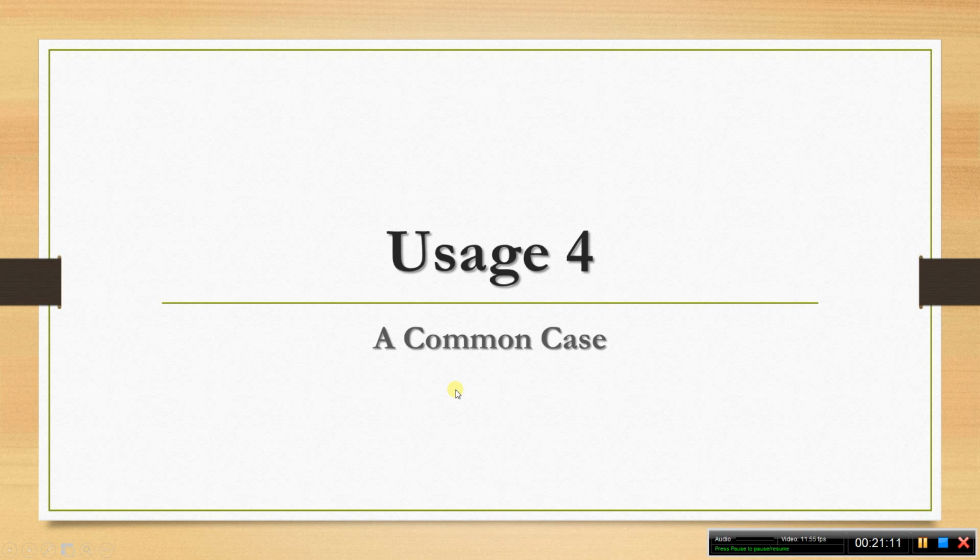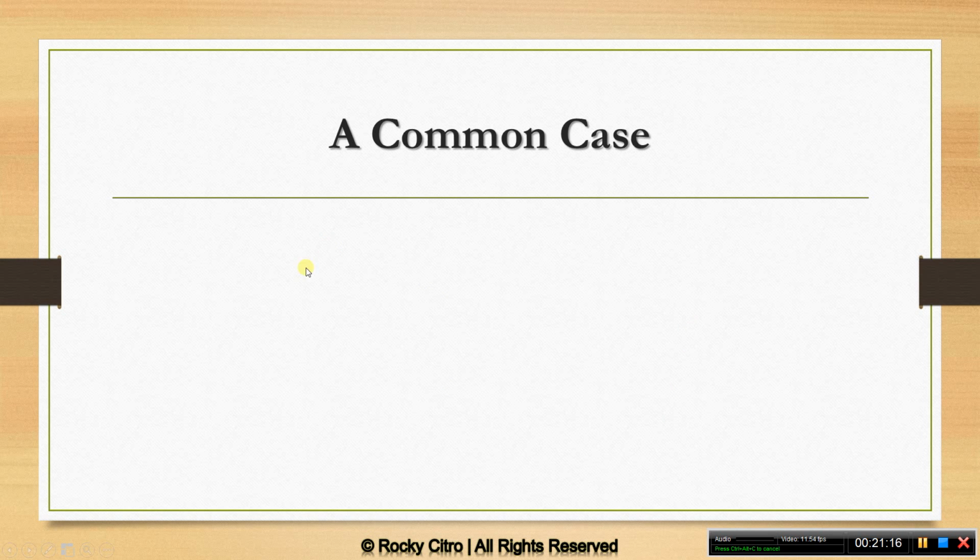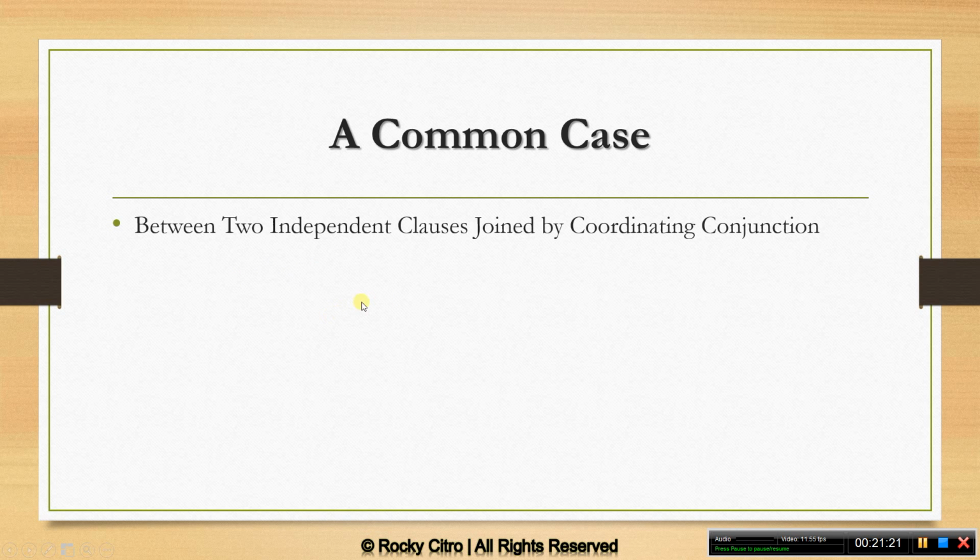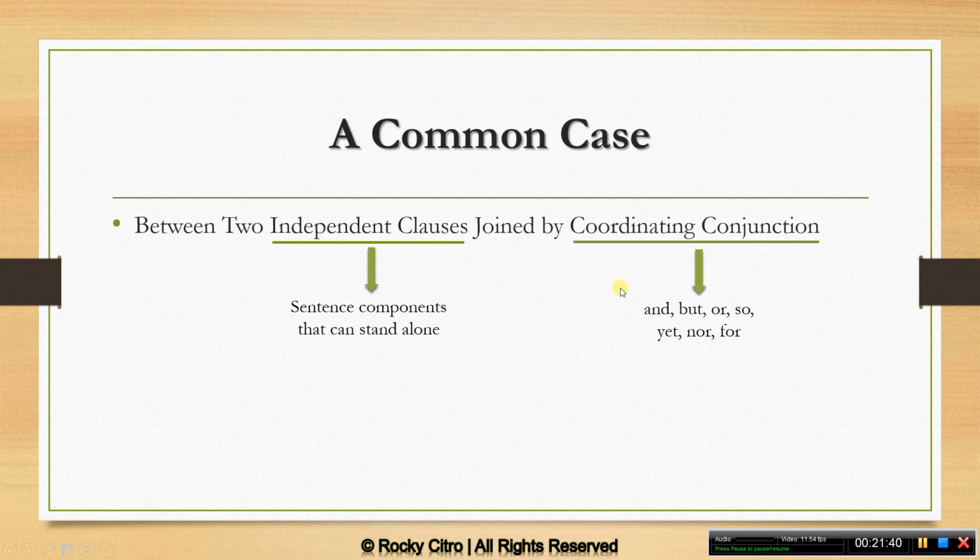Let's move on to our final usage here. I just called it a common case because it's easier. You'll see in a moment that it's a little long description. So our final comma usage is that we use a comma between two independent clauses joined by a coordinating conjunction. That's kind of a mouthful and it's hard to remember. So let's break it down a little bit. An independent clause is just a sentence component that can stand on its own as a grammatically complete sentence. And a coordinating conjunction is just one of these 7 little words: and, but, or, so, yet, nor, or for.